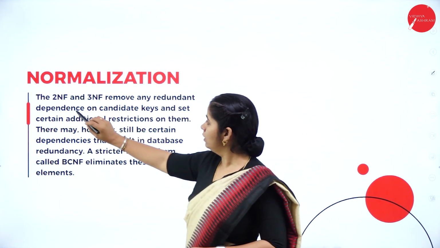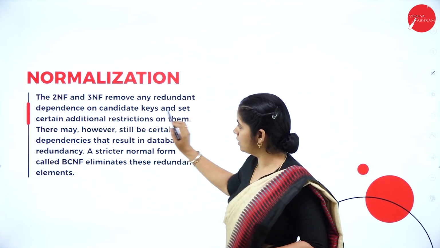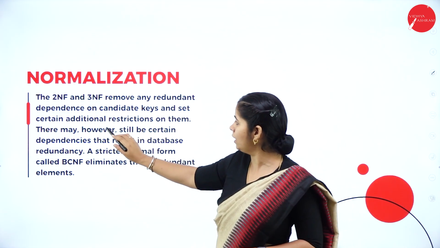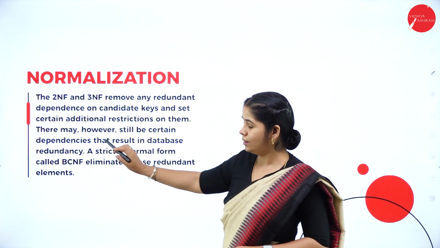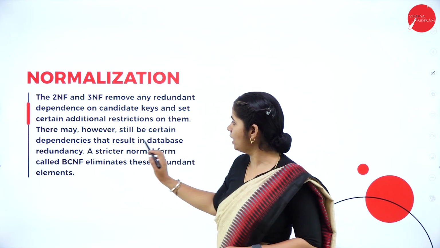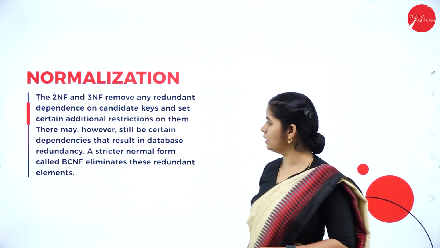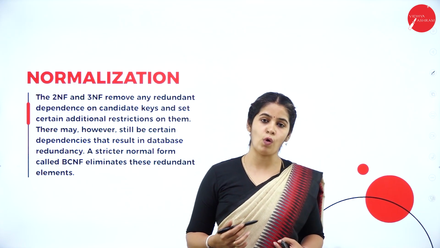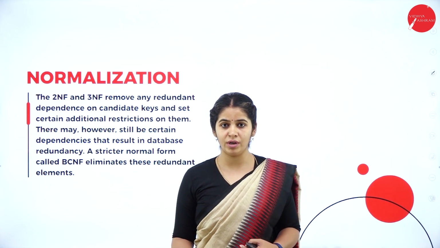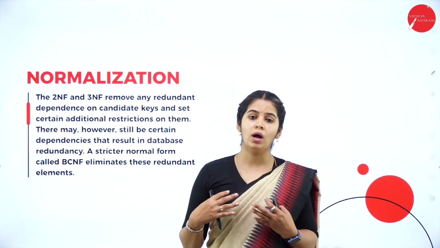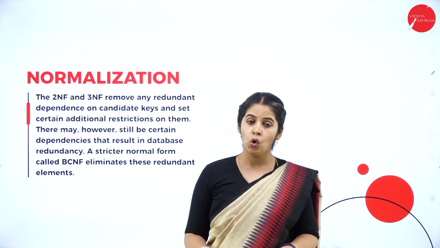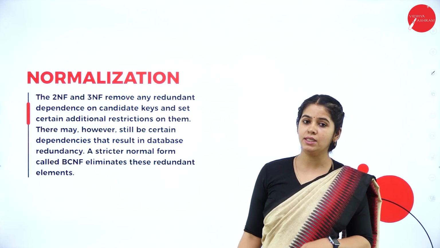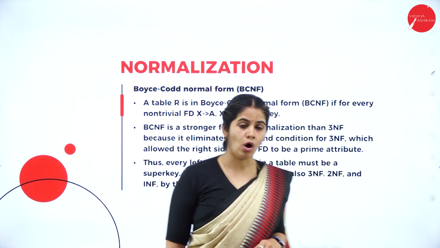Next, 2NF and 3NF remove the redundant dependency on the candidate key and they set certain additional restrictions. They may, however, still have certain dependencies that result in database redundancy. Even if you convert the table into 2NF or 3NF, some redundant data will still be there. To remove such redundant data, we pose more restrictions in BCNF, that is Boyce-Codd normal form.